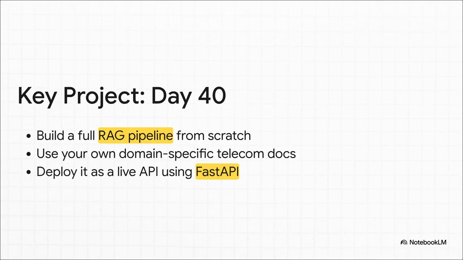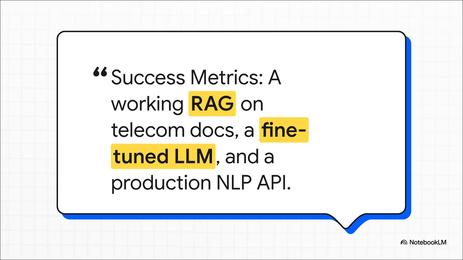You'll use your own domain-specific info, say telecom documents, and then deploy it as a live API with FastAPI. This is real-world stuff. So by the time you're done with this phase, you don't just get the concepts. You'll have an actual working RAG system built on specific data. You'll have fine-tuned an LLM, and you'll have a production-ready API that's serving it up for anyone to use.